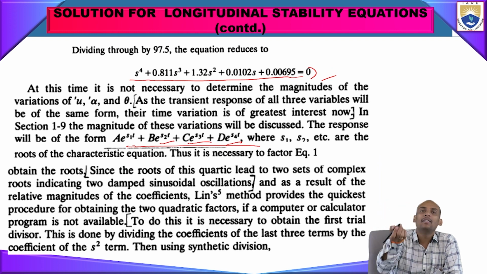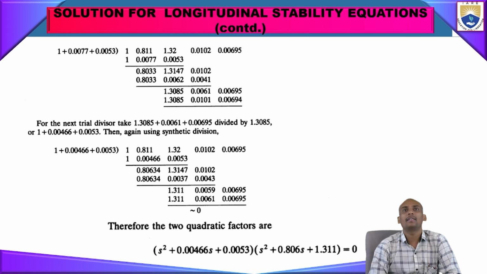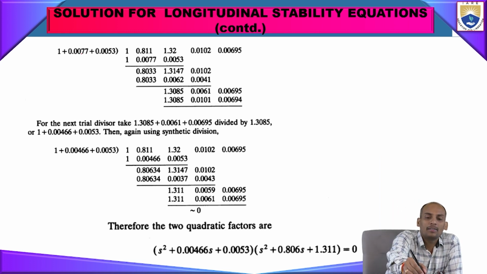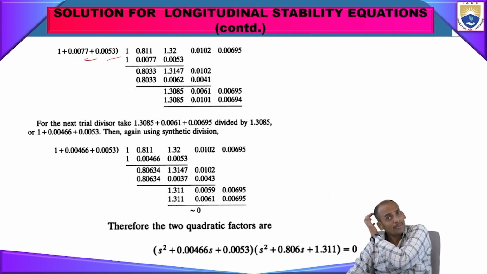Based on that, one more value is substituted for s, and again we will get two values. If you want to get the other values from these two, you can't substitute each and every value into the equation. So for that, we need to use the synthetic division method. It is like this: 1 plus 0.007 and 0.0053 are the roots of that s.